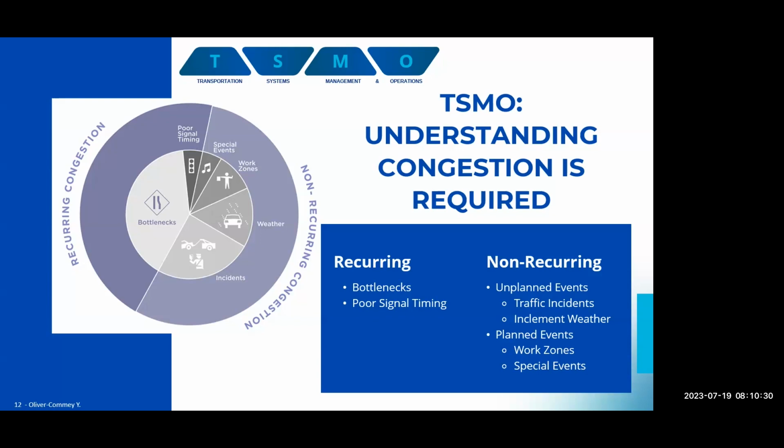For the non-recurring, we have the unplanned events. So that could be something that comes from a crash, or it's just bad weather that is causing traffic. Planned events, we know that they fall under the work zones. Construction is coming, you know there's going to be traffic. Or special events, there's a pretty big Black Stars game at the stadium. You can be guaranteed that traffic will occur around that area. As you can see from this graphic here, recurring congestion can take up almost 50% of the causes.